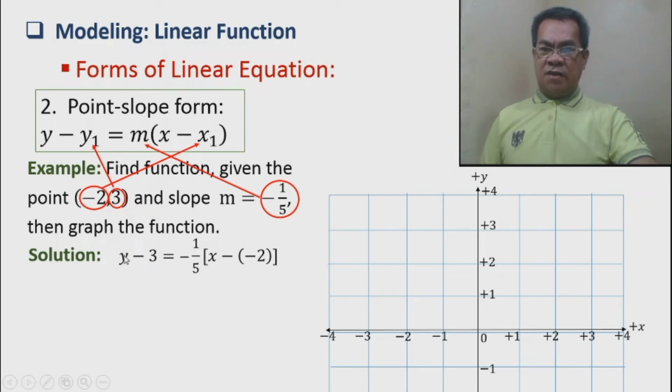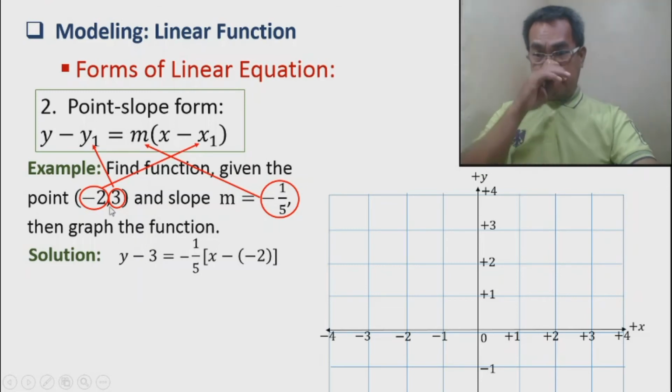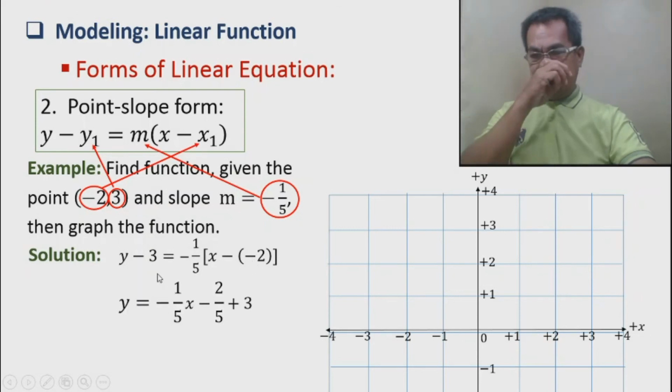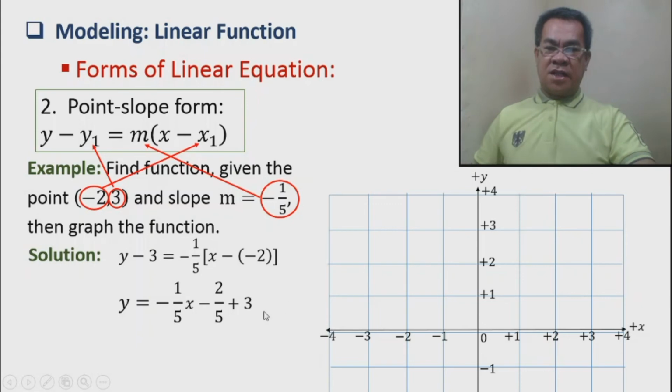Y is the y variable. This is negative 3 for the y1. So negative, and this is positive, so minus plus 3. And this is equal to the slope, negative 1 over 5, multiplied by x minus, and this is minus. So use your algebra. Minus minus becomes plus. Okay? Then transpose this 3 to the right side, becomes plus.